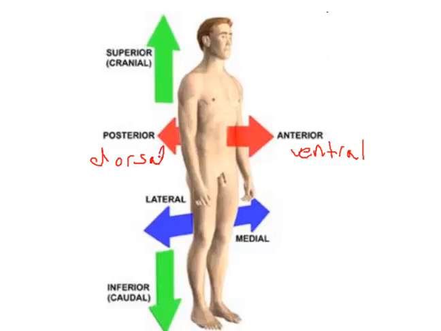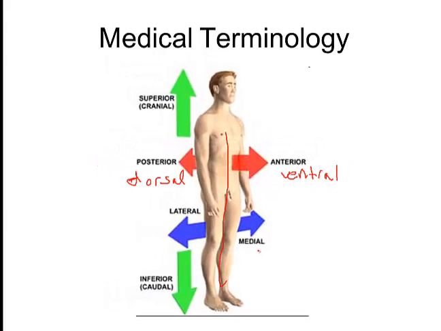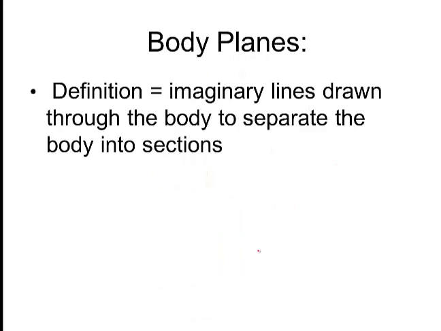And that would be different if we were talking about a four-legged creature. But luckily we don't talk about that in anatomy and physiology. Lateral and medial. Lateral is away from that imaginary line that goes down the middle. Medial is going towards it. Okay. So we have a lot of different terms that we can use when we talk about these.